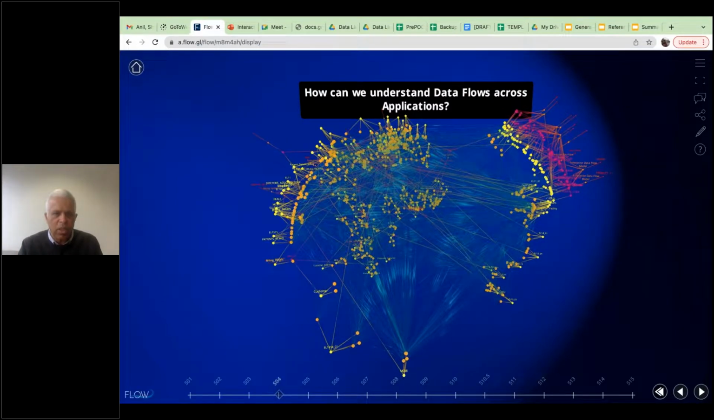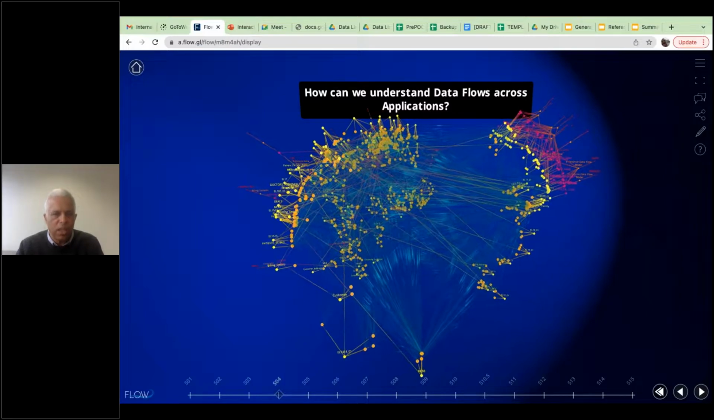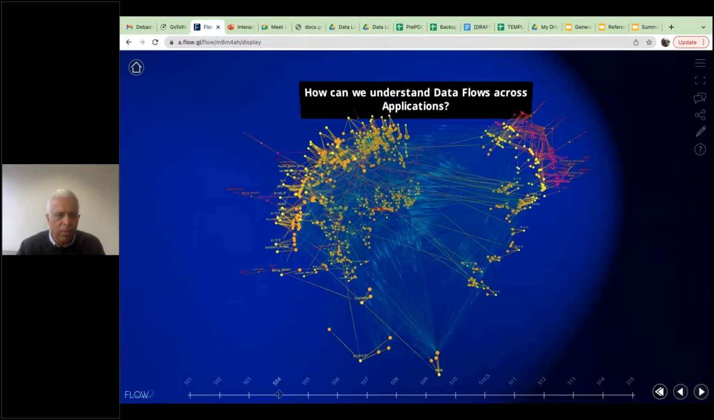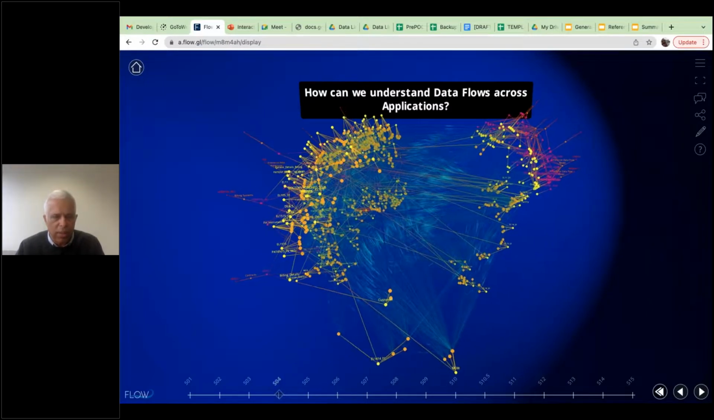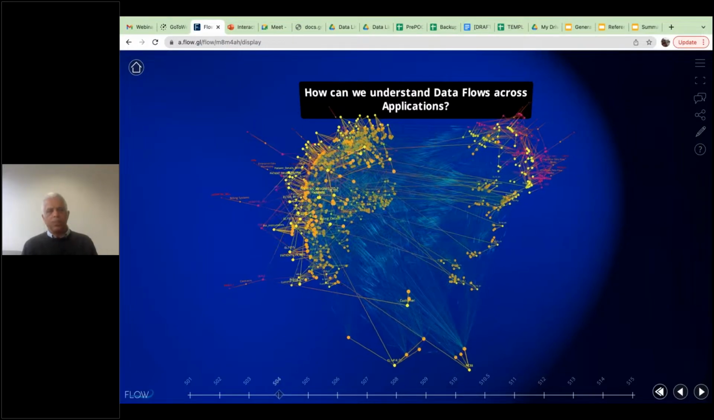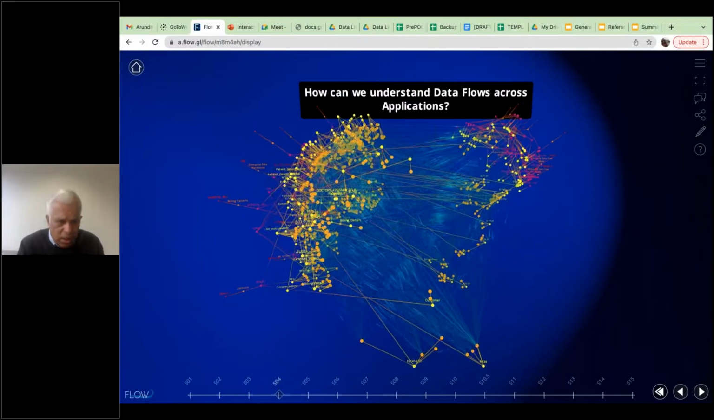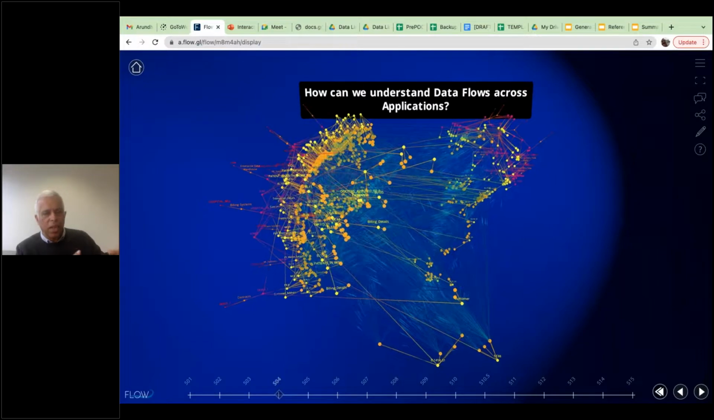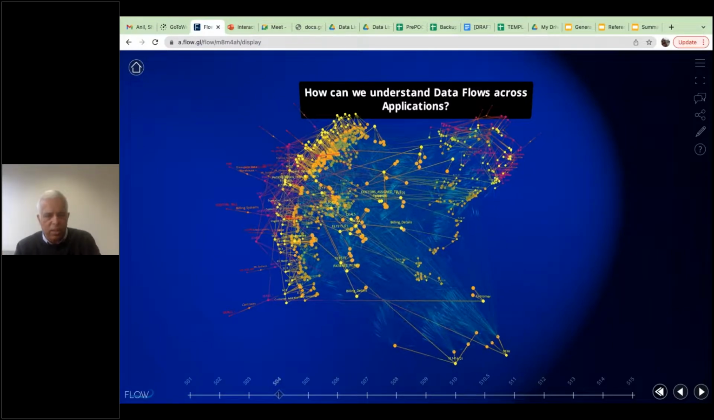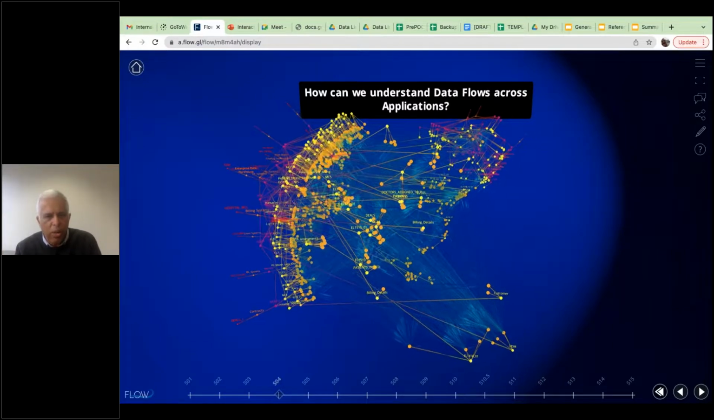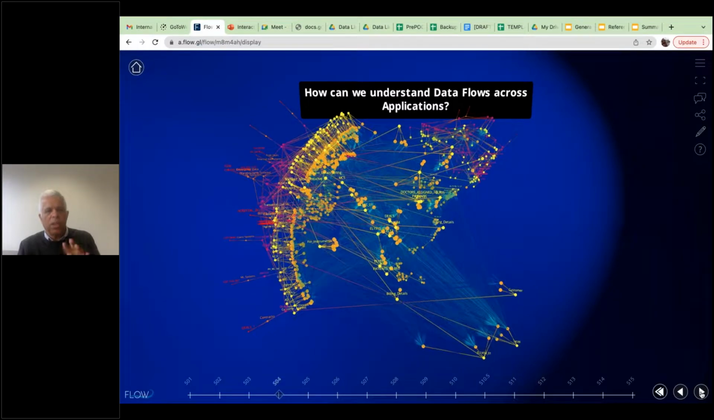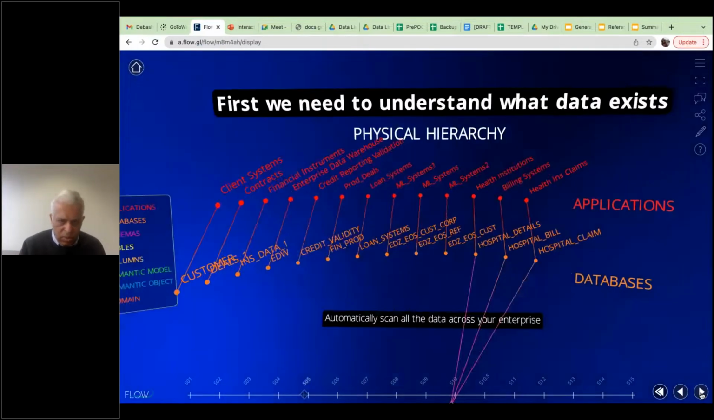So the question, of course, that we're asking is, through data lineage, how do we solve the problem of data flowing across the application landscape, right? So that's sort of the second step of the story, that here's the data we have, and here's potentially the flow. Now, how do we get to this flow, right? How do we get to this?